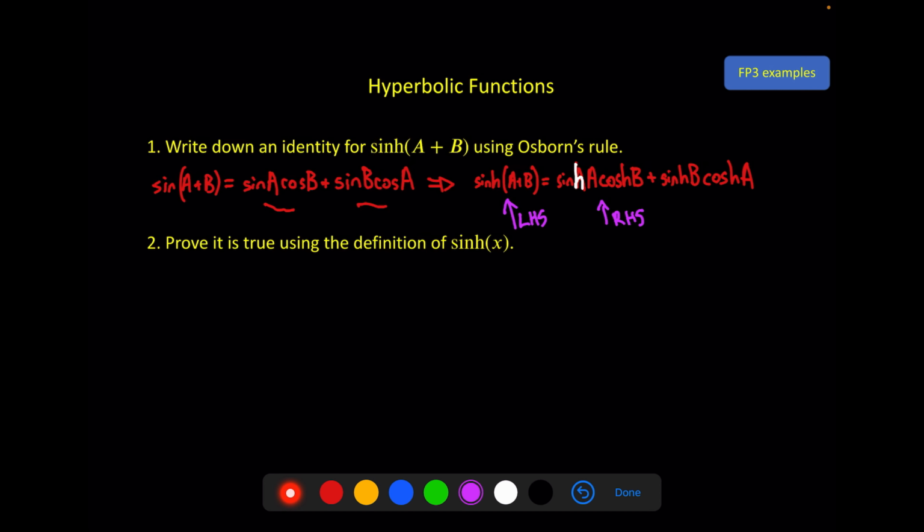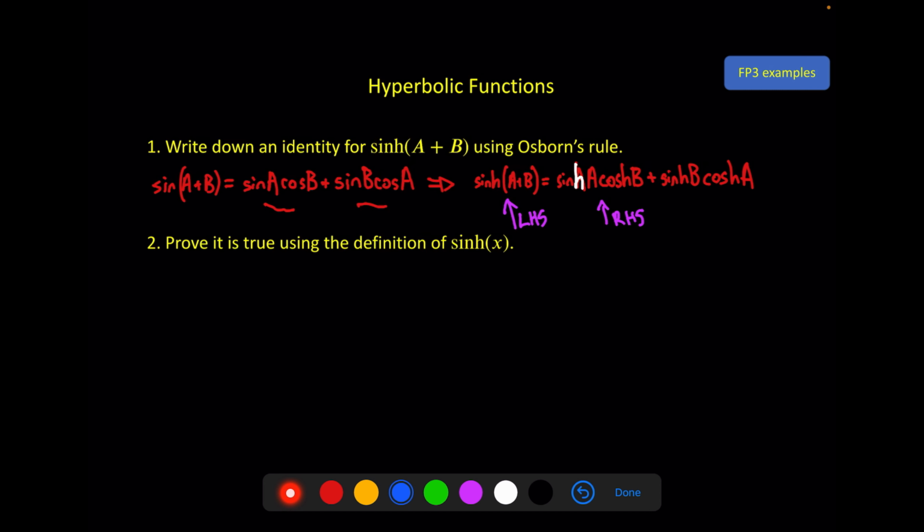And generally speaking, I would suggest this is probably the way to approach proof of an identity like this. Start with the more complicated side, put the definitions in, and expect it to simplify. Because if you start with the simpler side, put the definitions in, you're not always going to be sure how to manipulate it to get the more complicated side. I hope that makes sense. Okay, so I'm going to give this a go. I might make a few mistakes, but hopefully not too many.